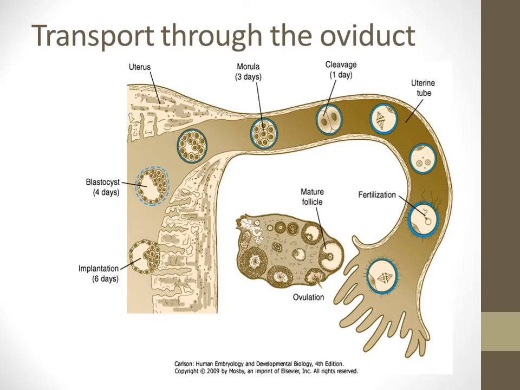So on day one, the cleavage occurs, then the formation of the morula, then the formation of the blastocyst. They usually end at day 4, and then the implantation. Implantation usually occurs at day 6, and implantation occurs in the horns of the uterus.